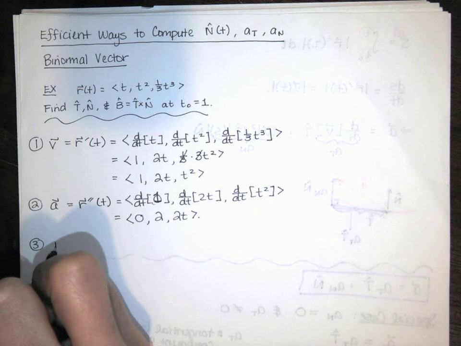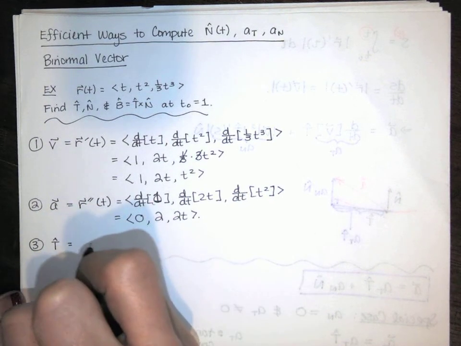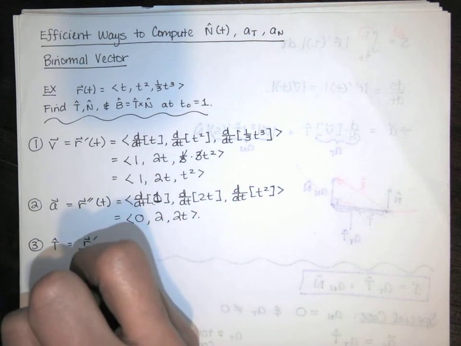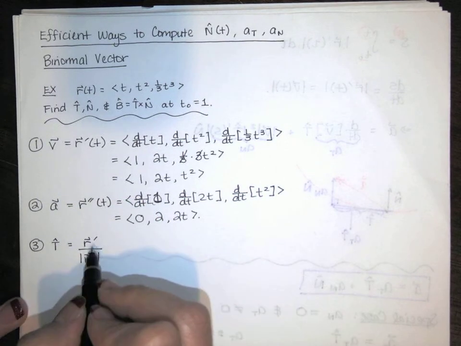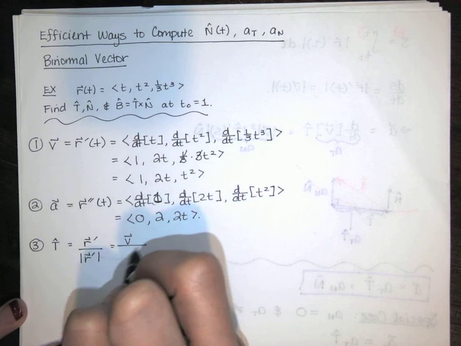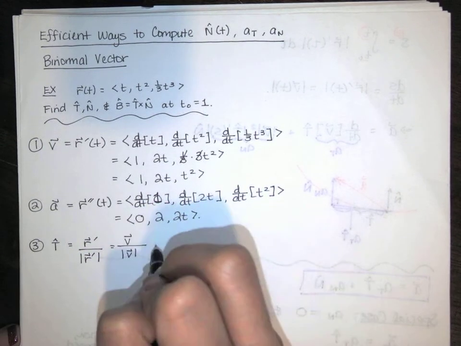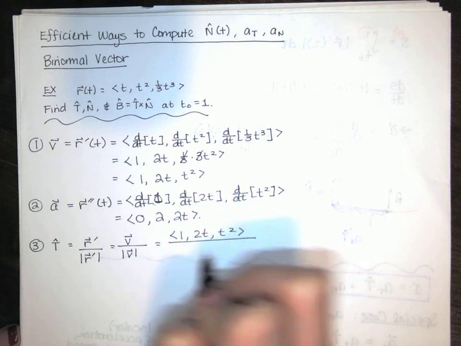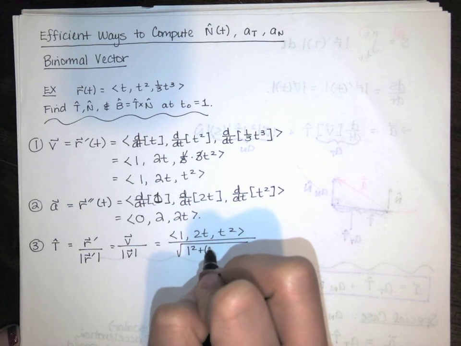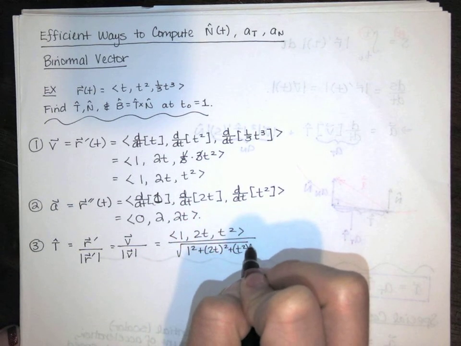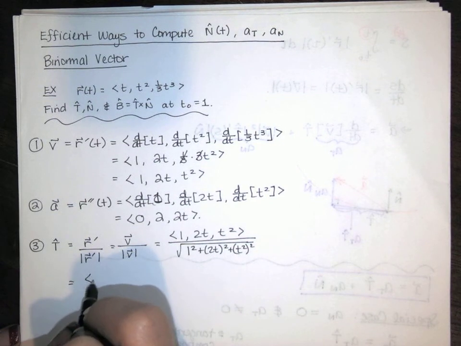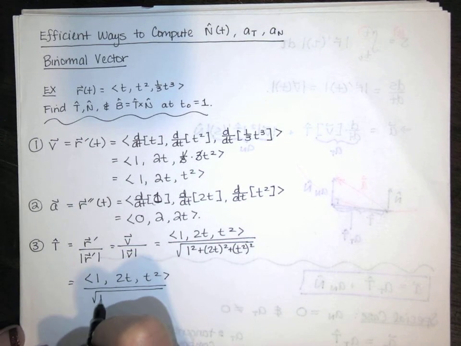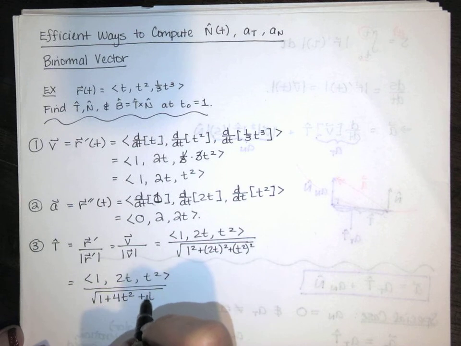Now the unit tangent vector is r prime, a tangent vector that points in the direction of motion, divided by the magnitude of r prime. Or if you prefer, you can think of r prime as the velocity. So we're going to take the velocity and divide by the magnitude of velocity, or the speed. My velocity vector is 1, 2t, and t squared. And the magnitude of velocity: we take the components, square them, add them, and take the square root. So I've got 1, 2t, and t squared, the components of my velocity vector, and I'm dividing by the square root of 1 plus 4t squared plus t to the 4th.